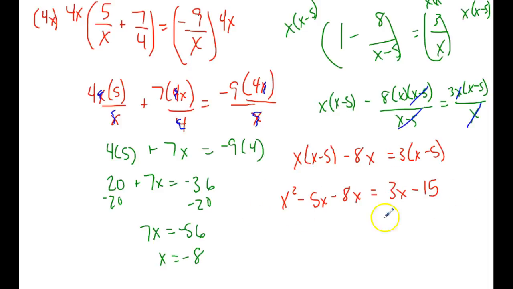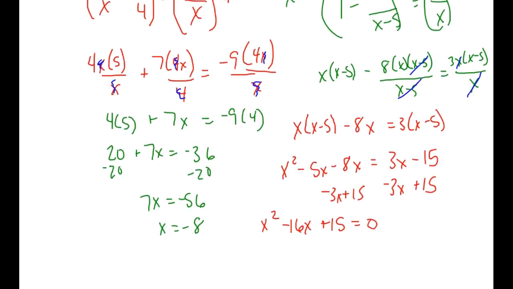So now I see I'm going to have a quadratic, so I want to get everything to one side so I can solve. So I end up with my x squared, negative 5x minus 8x minus 3x is minus 16x plus 15 equals 0.